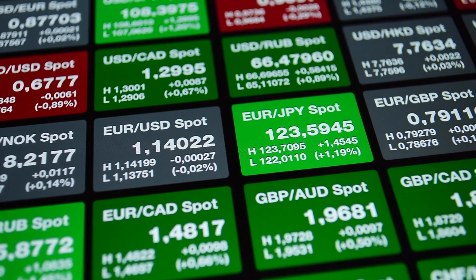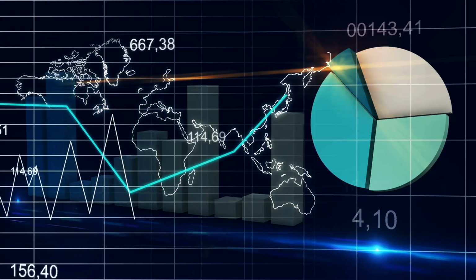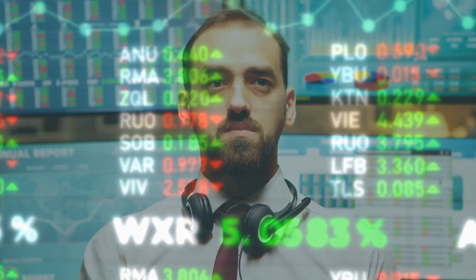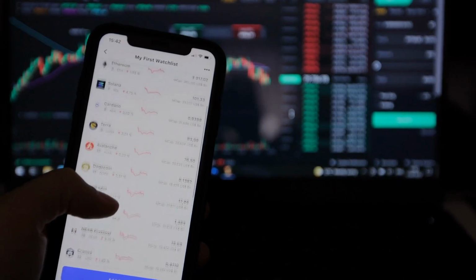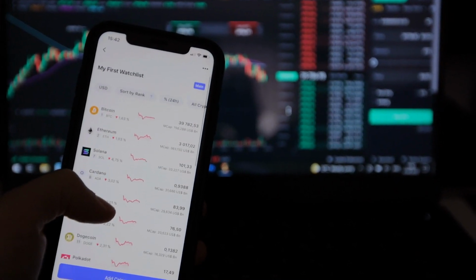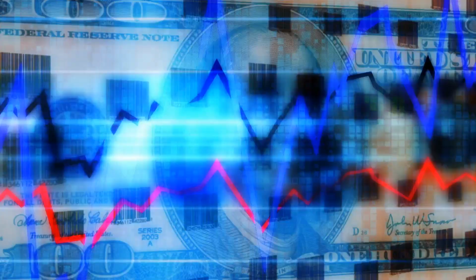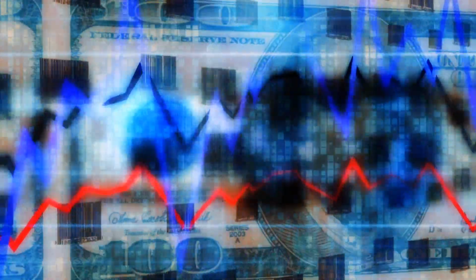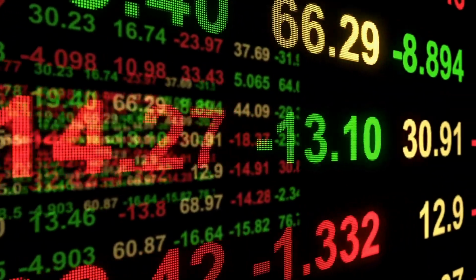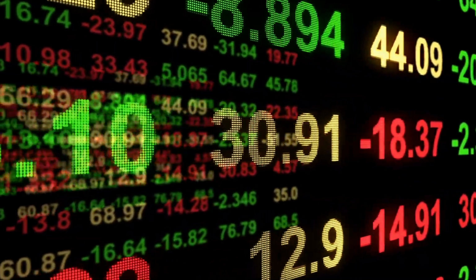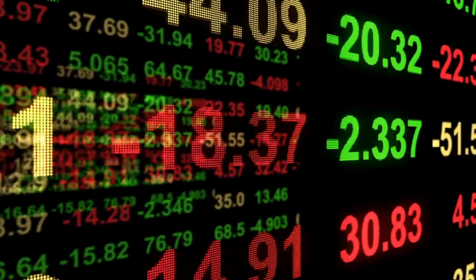Moving on, we have currency trading, also known as forex trading. Currency trading involves buying and selling currency pairs. Traders speculate on the relative value of one currency against another. For example, EUR/USD represents the value of the euro against the US dollar. Forex markets are open 24/7, providing traders with constant trading opportunities.